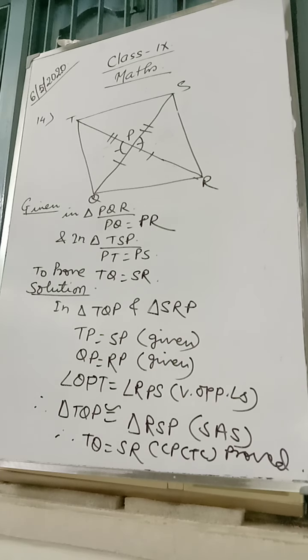Now question number 15 is homework. You know how to do it. First you have to prove the triangles are congruent. Second you have to prove the sum of both the angles is 180, so each will be 90. So for today you leave it up to 15. 16 onwards you will be doing next day.